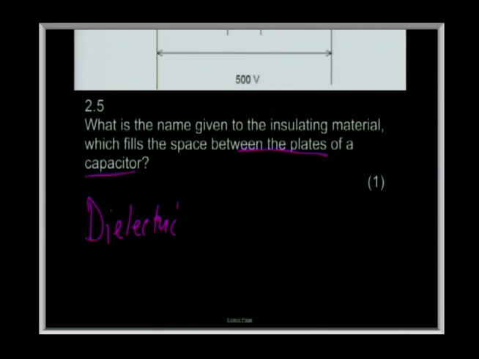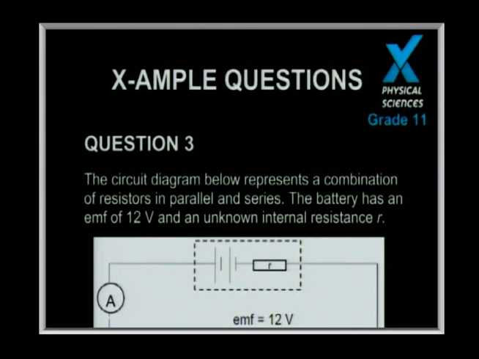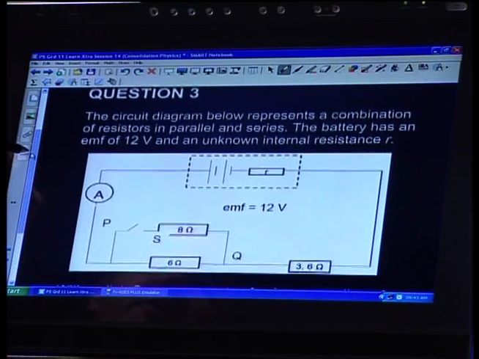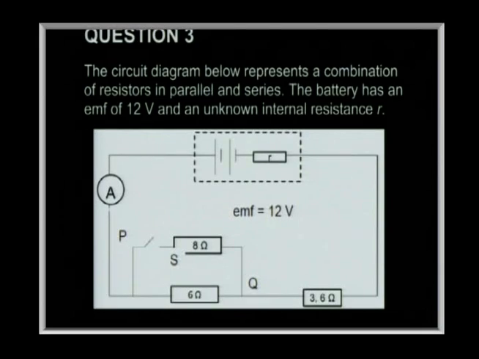So we've got that, and we're ready to move on to our next question, which is question number 3. In this case, we're going to be looking at a circuit question. So here we go. Let's go for it. The circuit diagram below represents a combination of resistors in parallel and series. The battery has an EMF of 12 volts and an unknown internal resistance R.